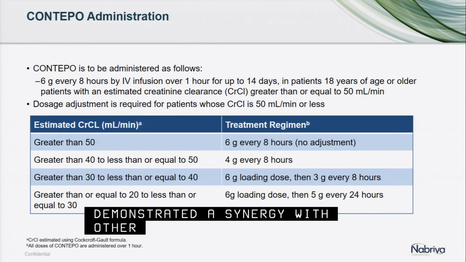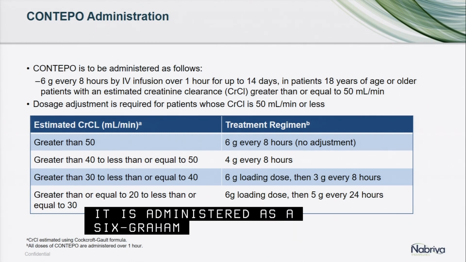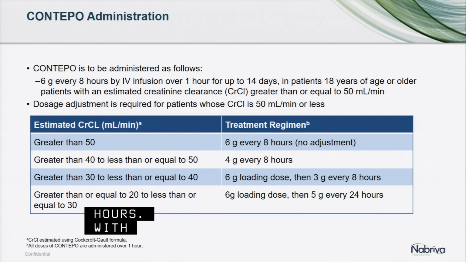Contipo is administered as a 6-gram dose every 8 hours, IV infusion for 1 hour in adults with normal renal function. With patients that have reduced renal function, there are dose adjustments that need to be made, and they're described in the table.